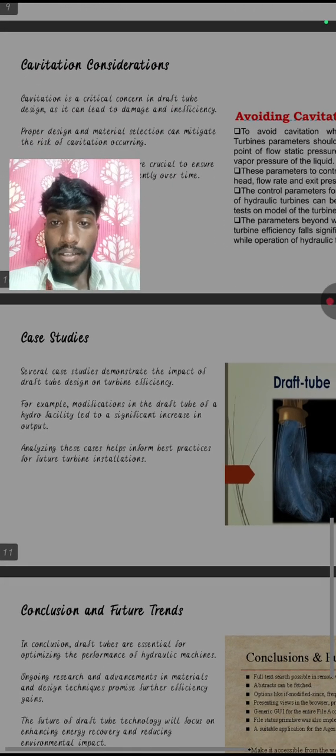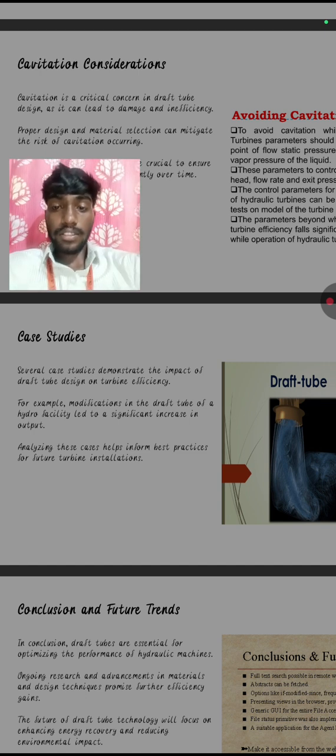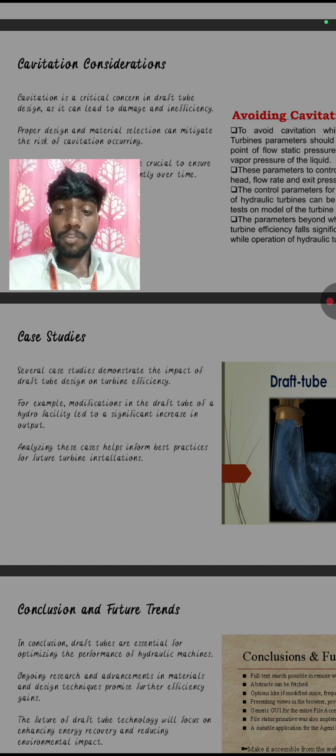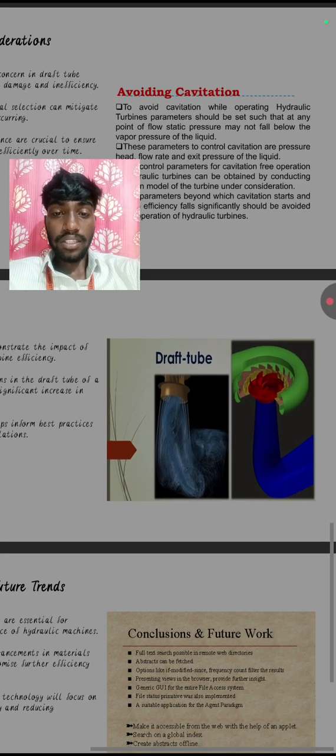Let's see a case study on draft tube. Several case studies demonstrate the impact of draft tube design on turbine efficiency. For example, a modification in the draft tube of a hydro facility led to a significant increase in output. Analyzing these cases helps inform best practices for future turbine installations.